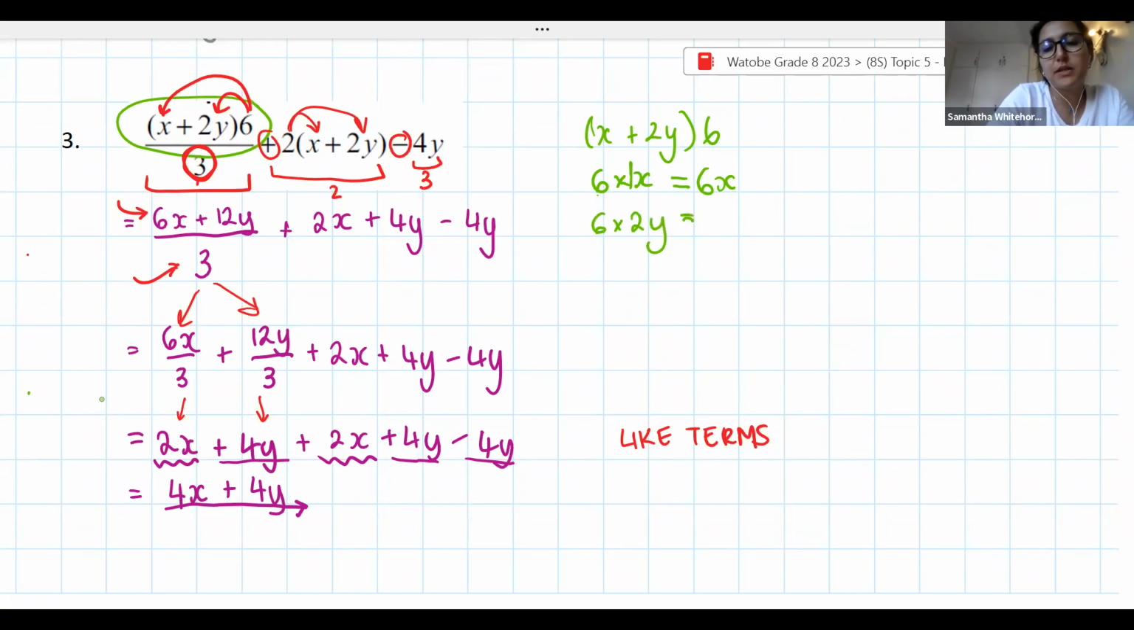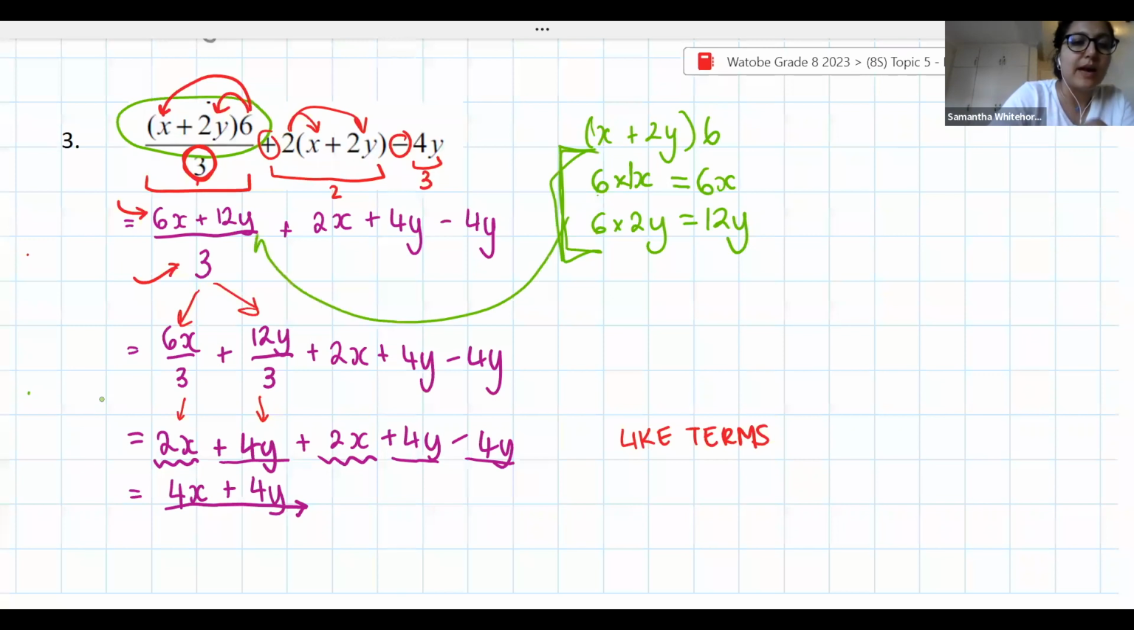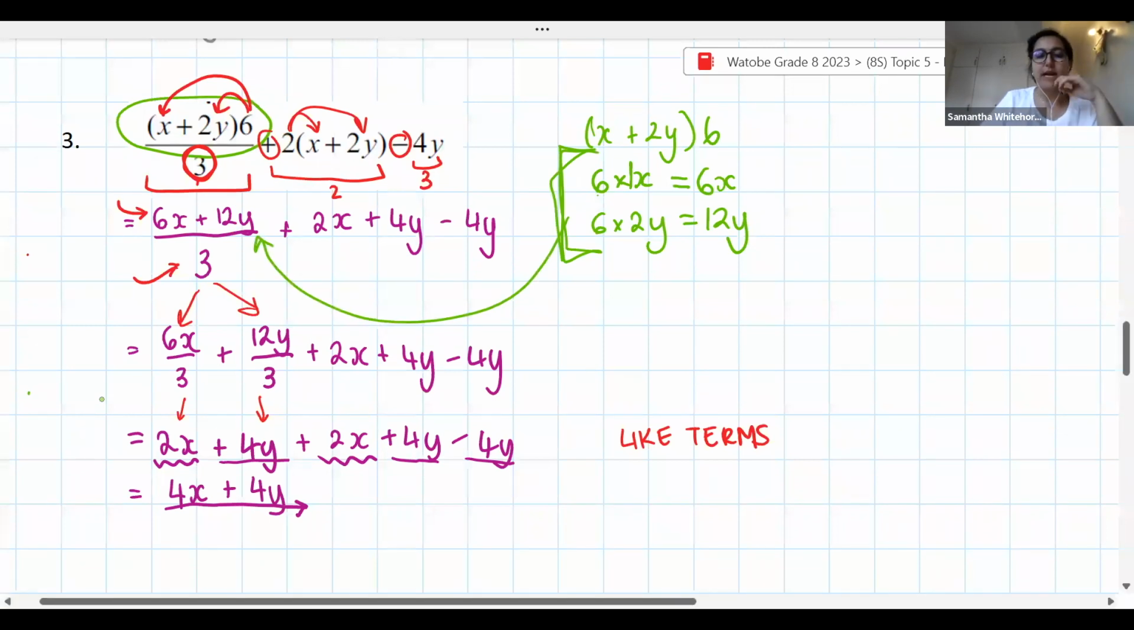So positive times a positive is a positive. 6 times 2 is 12. And then we have the y. So this 6x and 12y is where I get my numerator in my next step from. Oh, okay. Thank you, ma'am. Thank you so much. Okay, good. Good, well done.